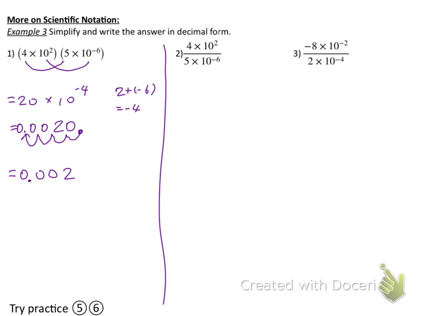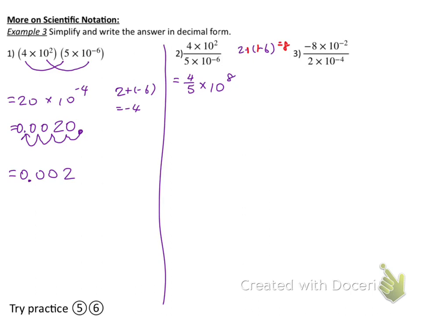Okay, next question, division. So I'm having the number divided by the number, 4/5, times the power divided by the power. I keep the base. I subtract the exponents, top minus the bottom. I keep, change. That's 8. So I'm getting 4/5 times 10 to the 8th power.